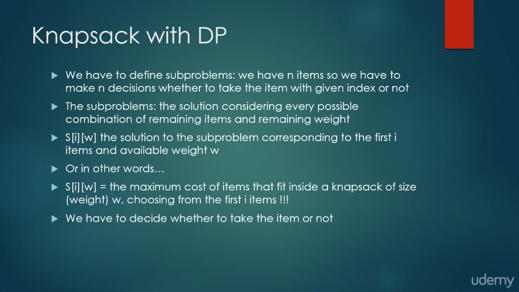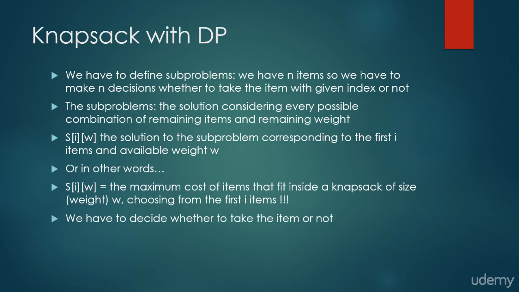In this case, I denote this knapsack table with S. We are going to see the illustration with a concrete example. I think it will be clear. And the solution to the subproblem corresponding to the i items and available weight W, or in other words, S[i][W], it is a two-dimensional array, the maximum cost of items that fit inside a knapsack of size or weight W, choosing from the first i items.